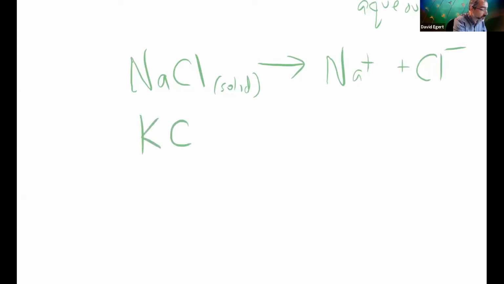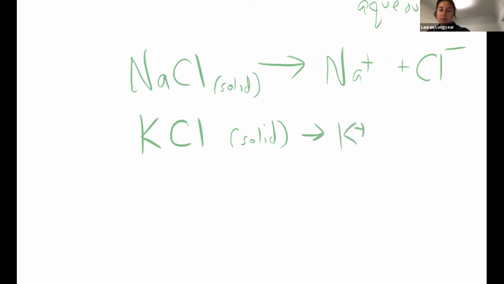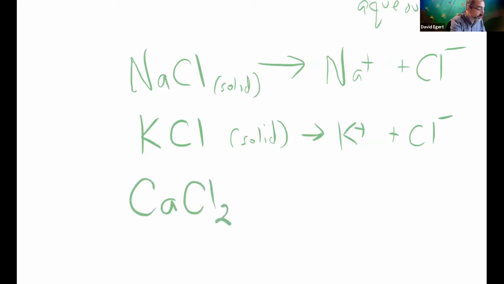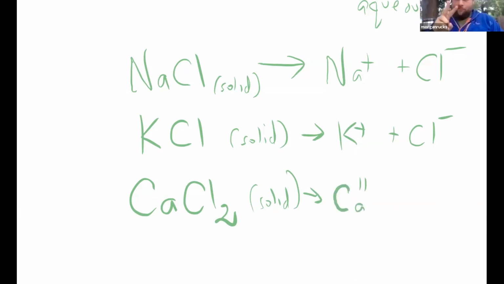If I take potassium chloride as just a solid, as a crystal, what happens to that once it goes into the water? Potassium ions and chloride ions. This one's a little trickier. Calcium chloride. What happens to calcium chloride when you put it into water? You get calcium ion, with 2 positive charges, 2 plus. Right. 2 Cl, and each Cl is 1 negative.